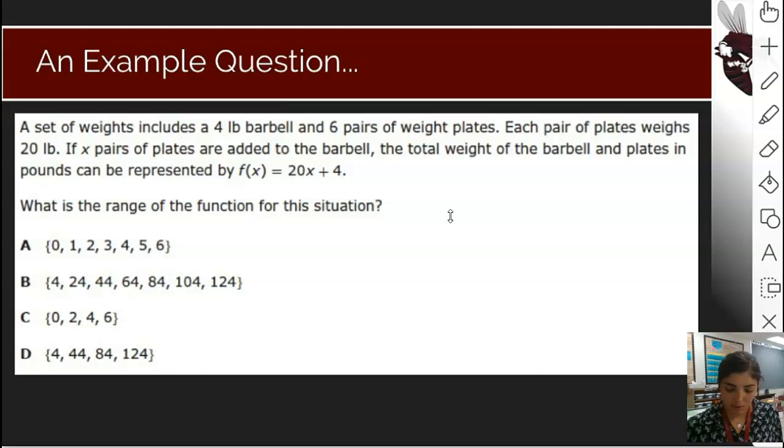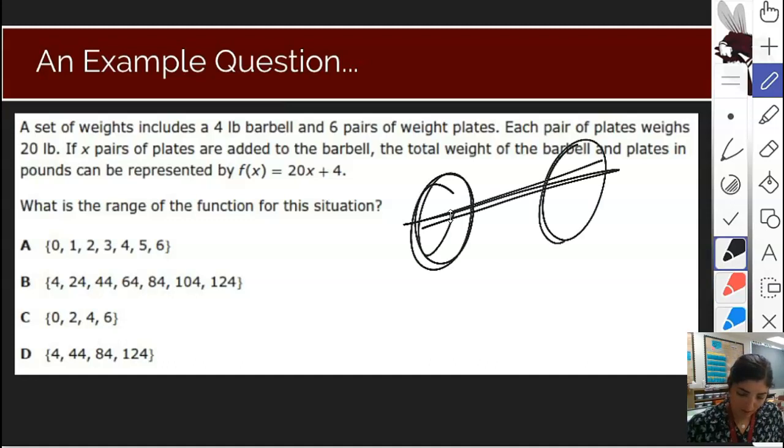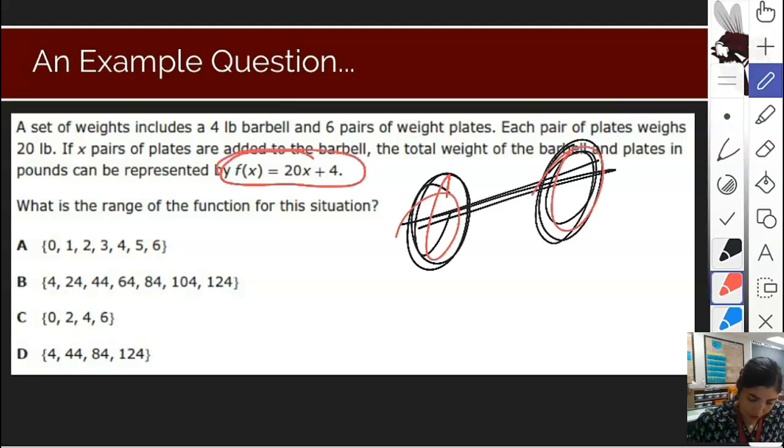Okay, let's take a second and figure out what's happening here, because if we don't understand what a barbell is, we're stuck. A barbell is the thing that you put weights on and you lift. And so we're saying we can add more and more plates to change the weight, which makes sense. And this right here is the function that we can use to model this adding of weights. So if we want to add 20 pounds every time, the barbell started out at 4. That's what this equation is telling me.